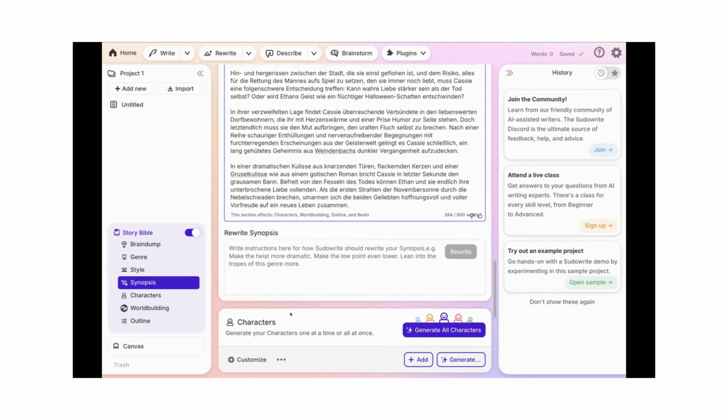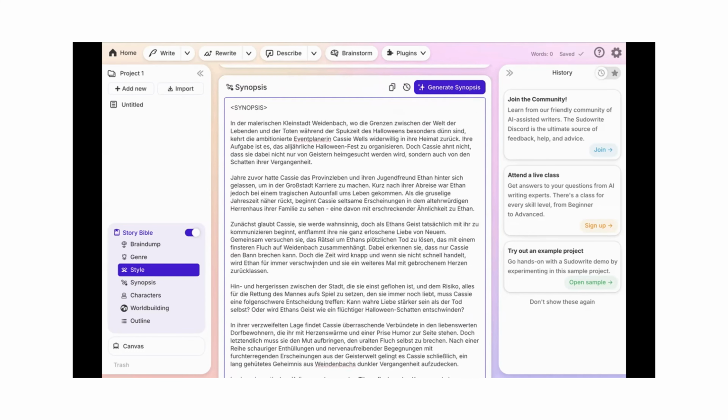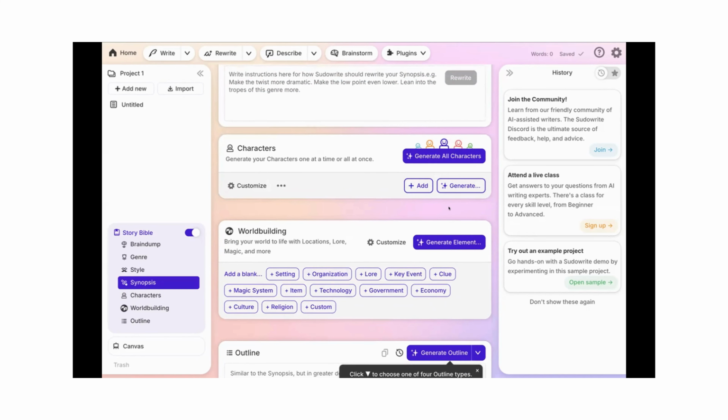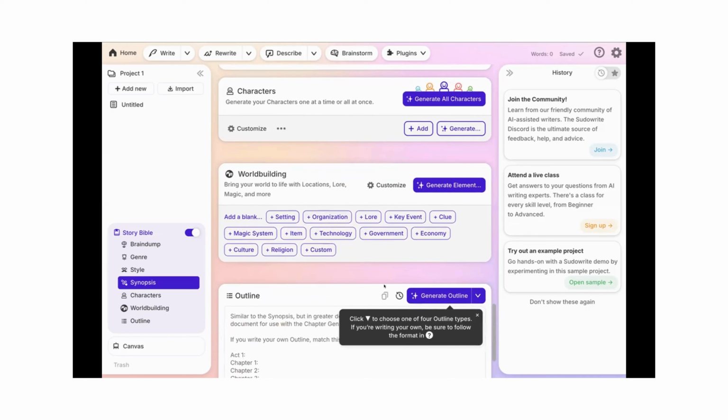Yeah, very visual. And now that we have the synopsis, we can go and generate the characters. And once we're finished, we can go to this point and generate the outline. But this is nice, this little tutorial thing.